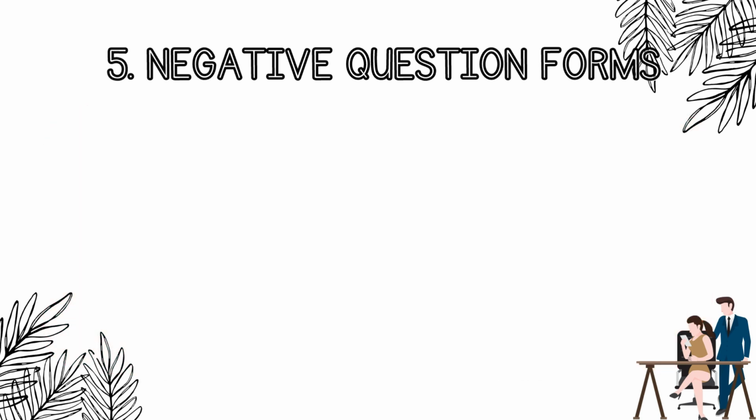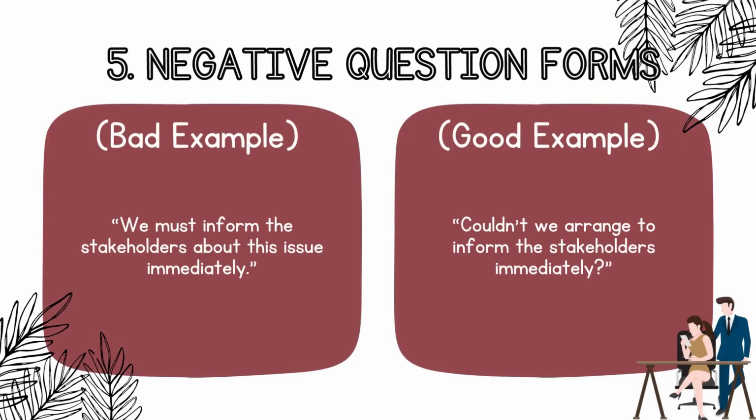Another example is, we must inform the stakeholders about the issue immediately. And a good example is, couldn't we arrange to inform the stakeholders immediately?